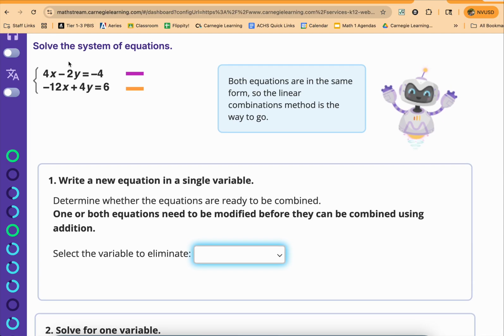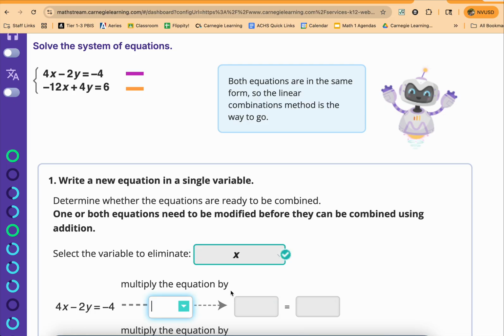When you look at this, the hardest part is to decide what the easiest way to eliminate them is. Now I see that I have a 4 and a 12 for x. So I could change the 4 into a 12 if I multiply by 3. Seems like a good choice. I also have a negative 2y and a 4y, and that also seems like I could just change that 2 into a 4 by multiplying. Now I'm going to choose to change the x's just because I feel like it. You can choose either one when it's your turn. So I'm going to select that I'm going to eliminate the x's.